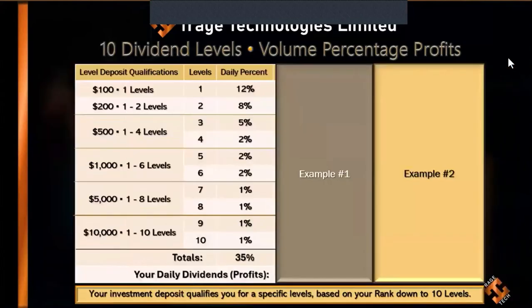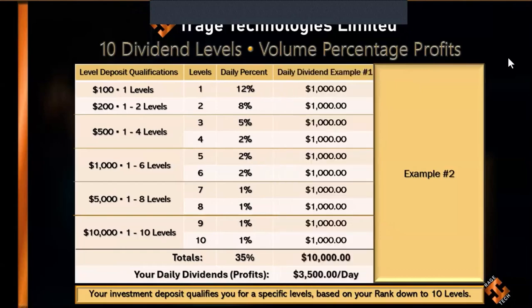Now, I'm going to give you guys an example. This is really, really important, okay? We've taken all that information. We know how to get down to level 10 by simply making a deposit as a client. We also know that's going to qualify you for levels. We also know the total percentage you're going to earn. If you add 12% plus 8 plus 5 plus 2, 2, 2, 2, 1, 1, 1, 1, that's 35%.